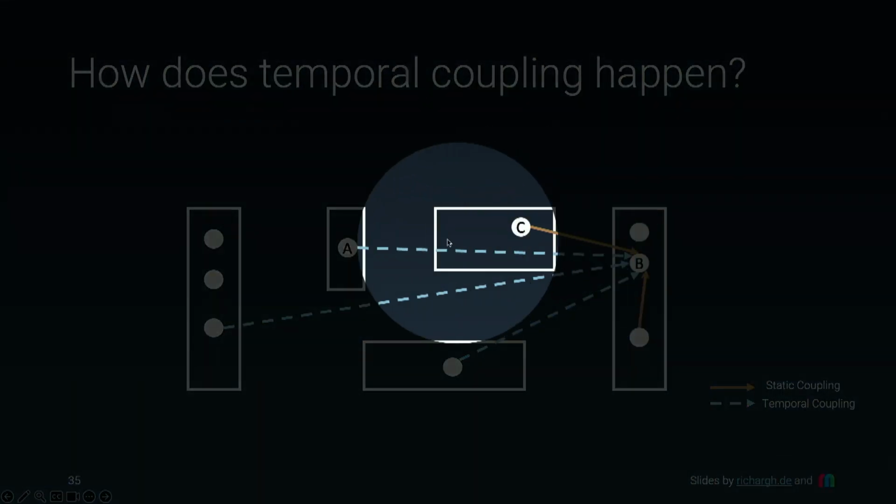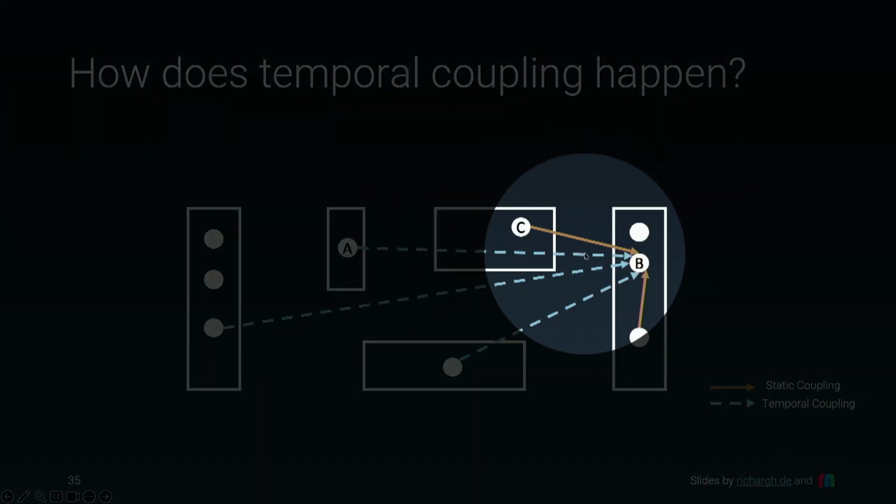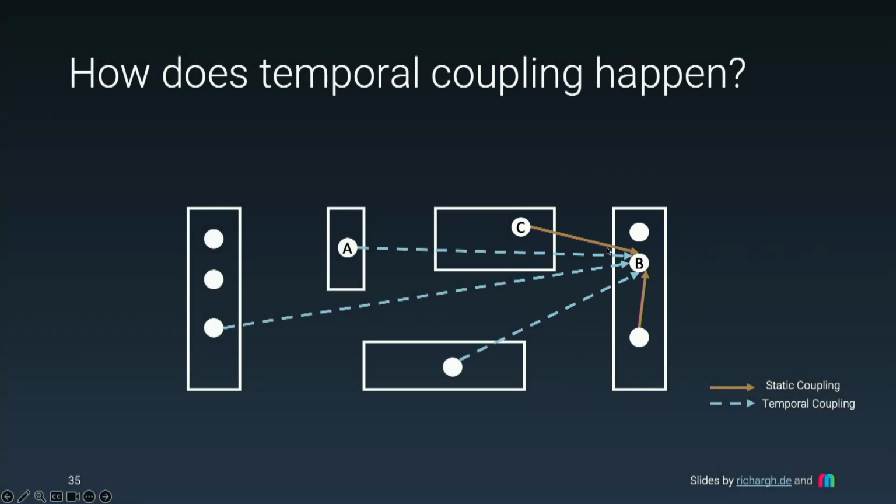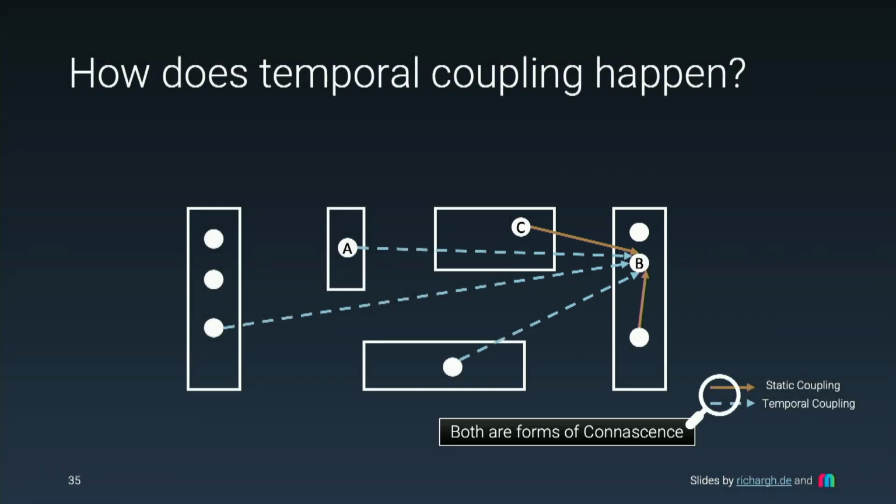Right, you have these brown things, static couplings, import statements, and A to B, which is temporal. Both of these are a form of connaissance.